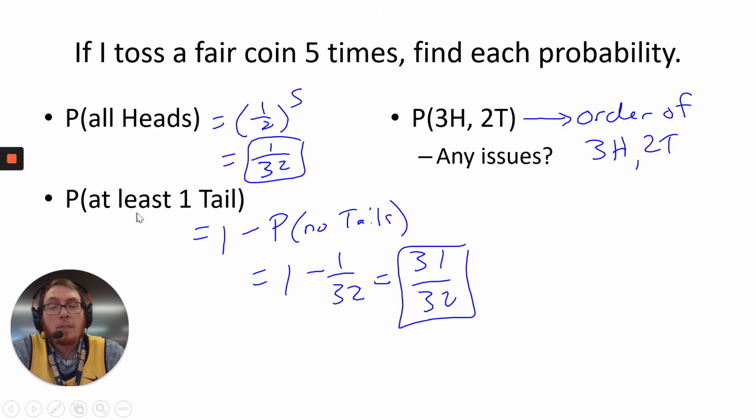If you want the probability of getting at least one tail, it would always be found by doing 1 minus the probability of its complement, which is no tails.